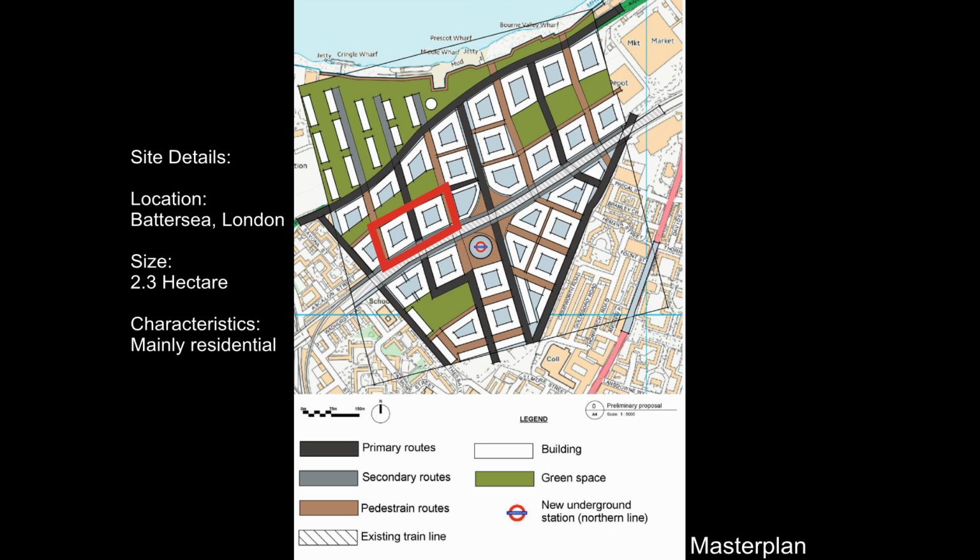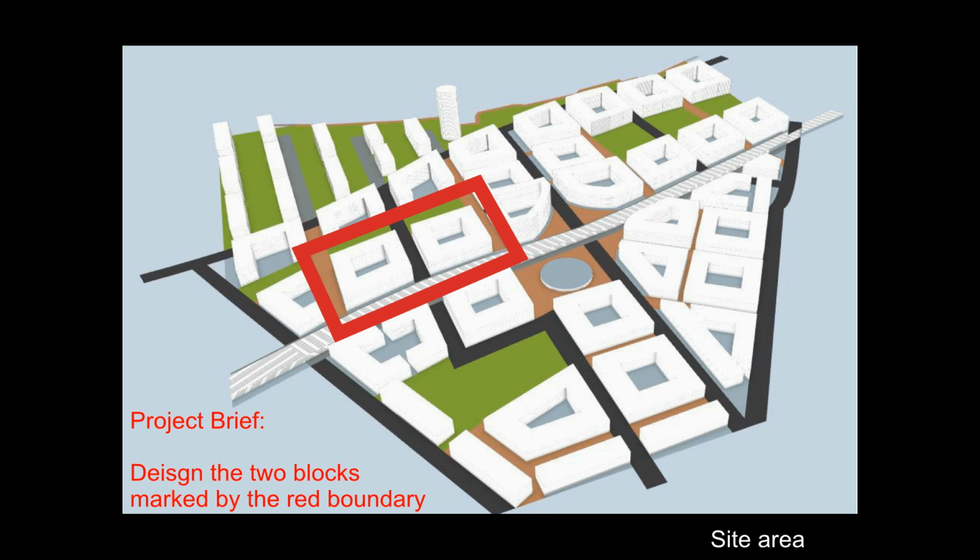The project brief was to design a high-density development in the area of Battersea in London. The area of the site is 2.3 hectares. The area will be mostly residential with some commercial use. The red boundary outlines the site area for the project.